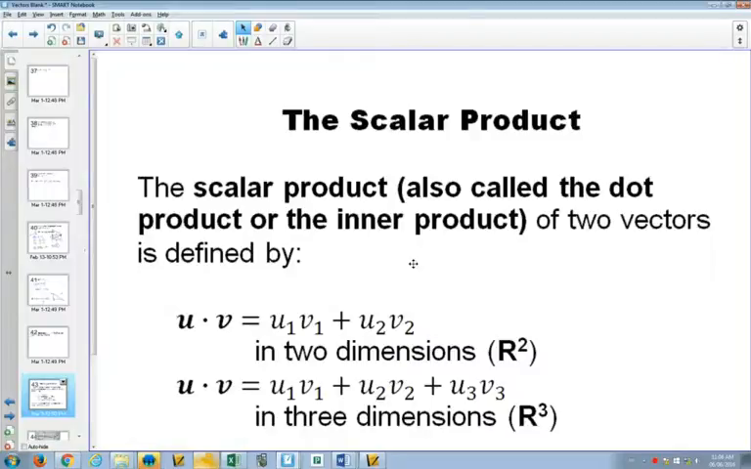All right, we're going to look at the scalar product. Sometimes it's called the dot product or the inner product. And the way that it works is you take two vectors and you put a dot in between them. And similar to matrix multiplication, you multiply some things together and then add up all those separate products.